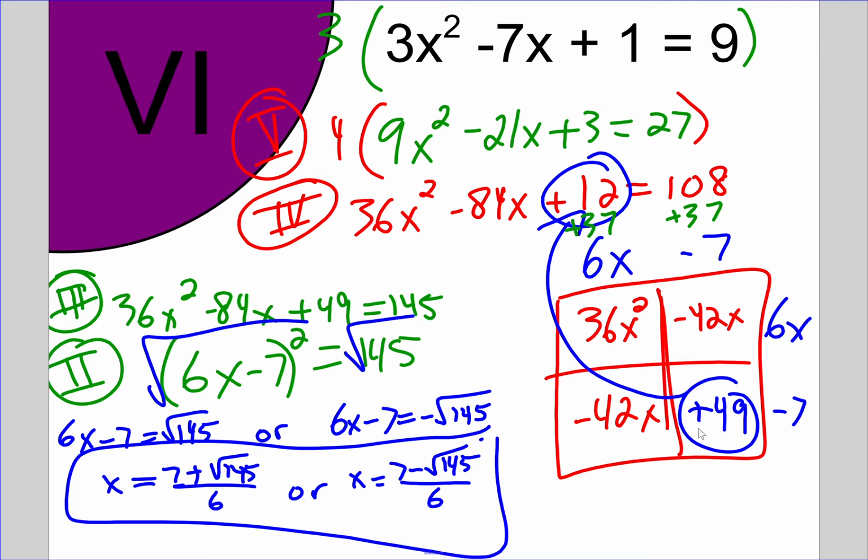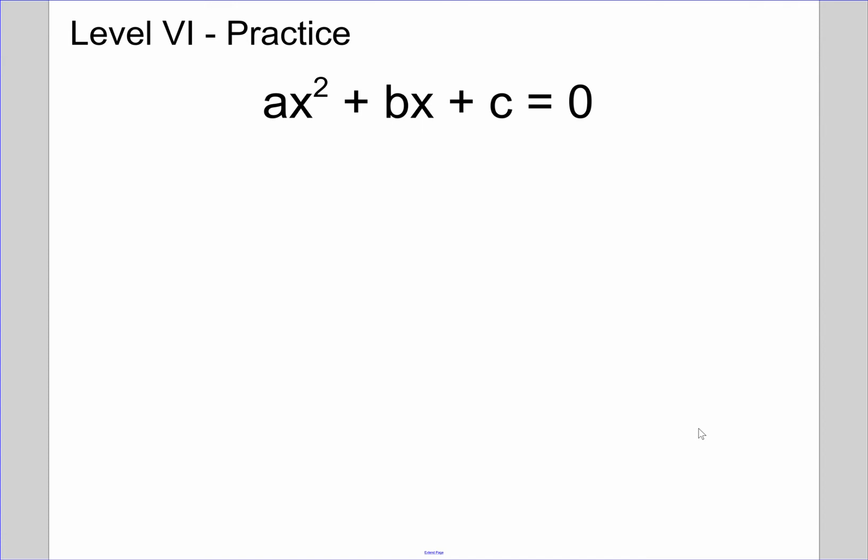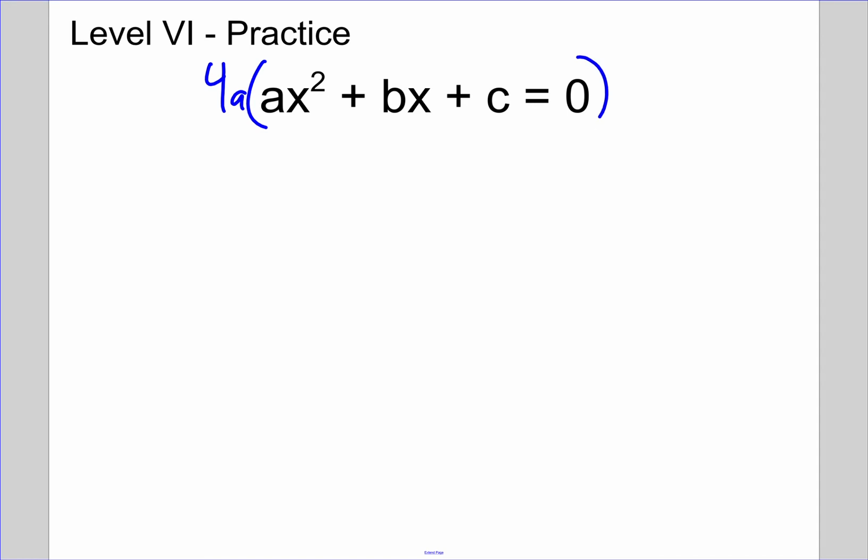In both cases we had to multiply by the leading coefficient to make the leading term a perfect square, and then multiply by 4, which was our trick to turn a level 5 into a level 4. So if we try that same thing here, we can actually get the quadratic formula going. So we'll start there. We'll multiply by 4 and the leading coefficient a.